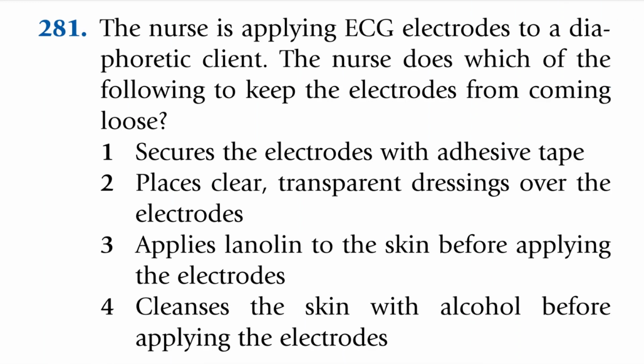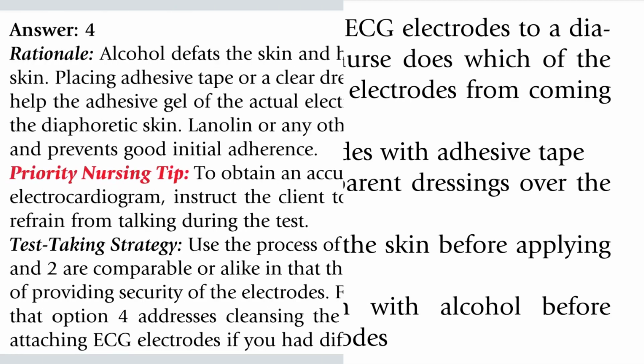281. The nurse is applying ECG electrodes to a diaphoretic client. The nurse does which of the following to keep the electrodes from coming loose? 1. Secures the electrodes with adhesive tape. 2. Places clear, transparent dressings over the electrodes. 3. Applies lanolin to the skin before applying the electrodes. 4. Cleanses the skin with alcohol before applying the electrodes.